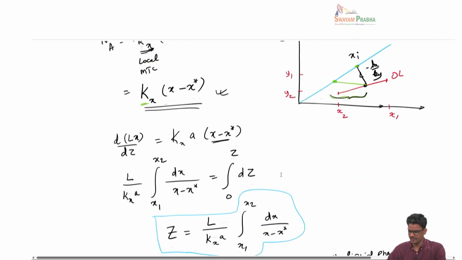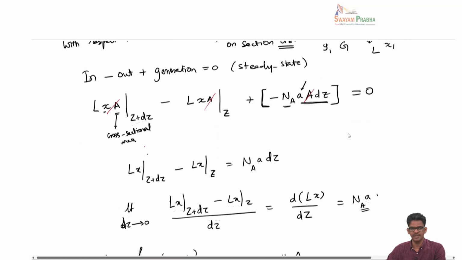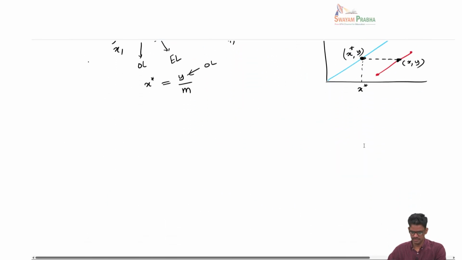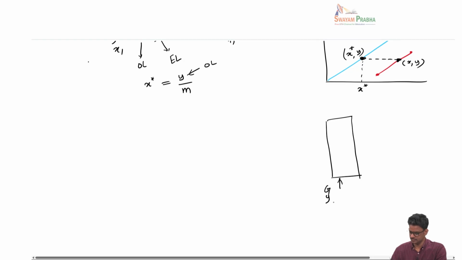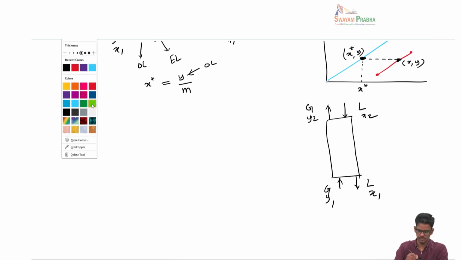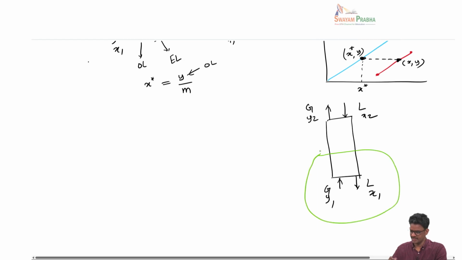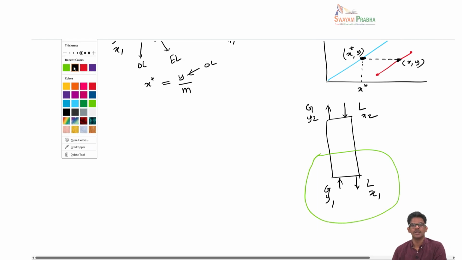So going back to this stripping column here, we can write a mass balance. So we will do a mass balance to obtain the operating line in this particular envelope shown by a green line.